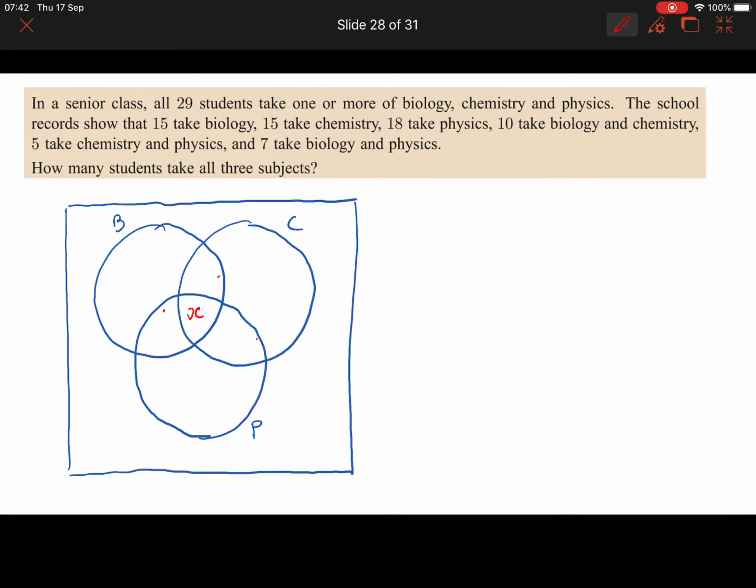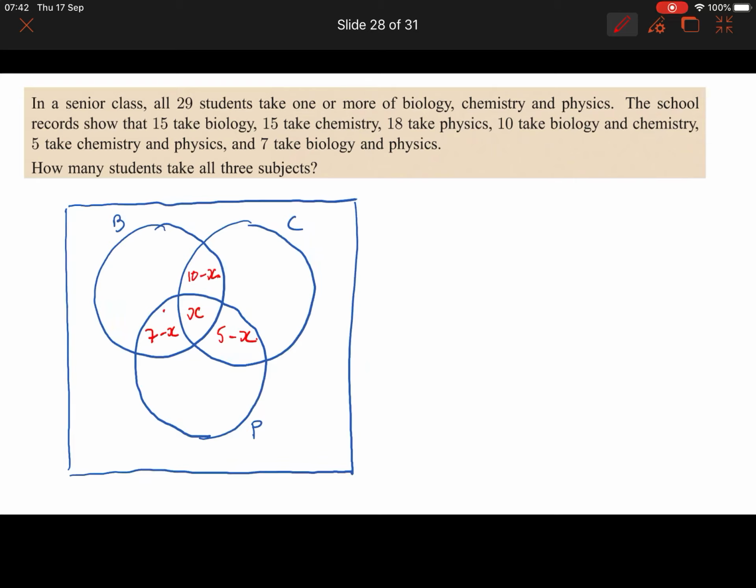So let's have a look at that. We know that 10 people take biology and chemistry. So again, it's not 10 that will go in here. It's 10 minus x that will go in there. Okay, same for chemistry and physics. That will be 5 minus x. Okay, and biology and physics, 7 minus x.